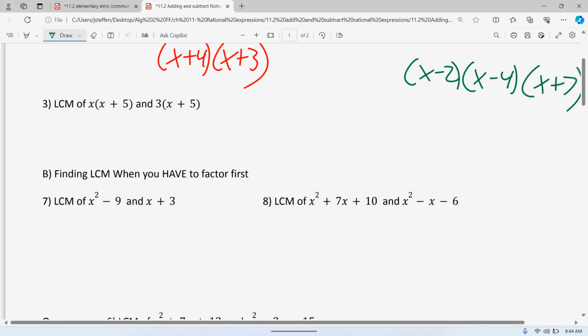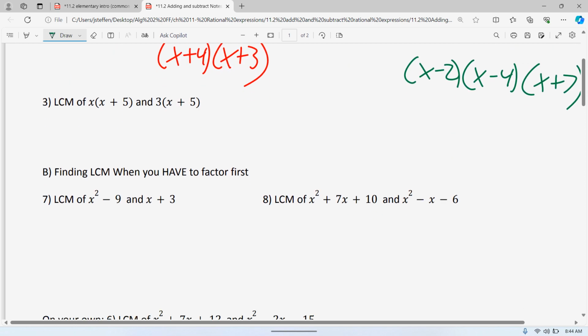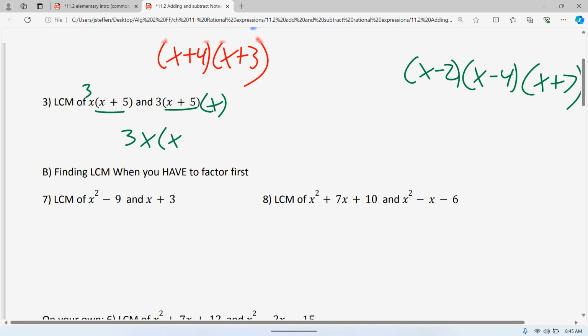Now, even when you get to one like number 3, for 3, they both have the x plus 5. That's really easy. The one on the left has an x. So I need this one multiplied by x. The one on the right has a 3, and the one on the left doesn't. So I need to multiply that one by 3. So this one, 3x times x plus 5. Again, it doesn't matter what order you put those in or how you put parentheses. That's fine. But that is your least common multiple.